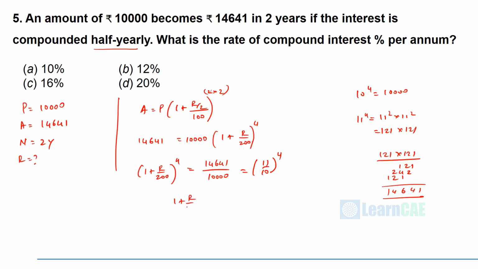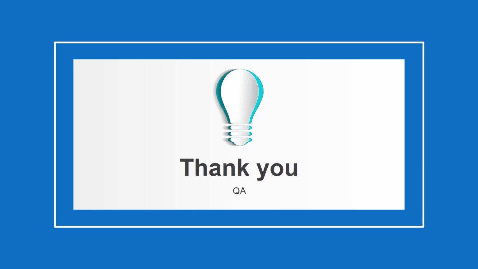1 plus R by 200 is equal to 11 by 10. So R by 200 will be equal to 11 by 10 minus 1, which is equal to 1 by 10, since 11 minus 10 is 1. So we can cancel the zeros on either side. R will be equal to 20%. So the answer for this one is D, 20%. That is the rate of interest. Okay, we shall finish the remaining problems in the next lecture. Thank you.